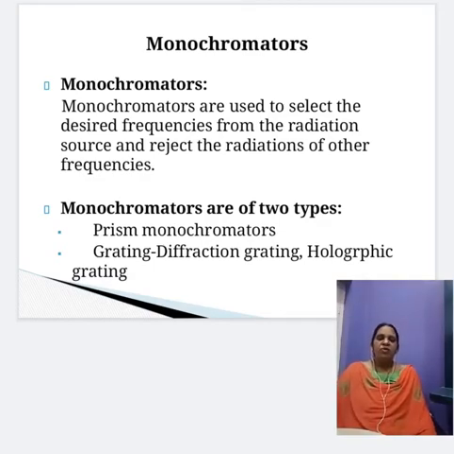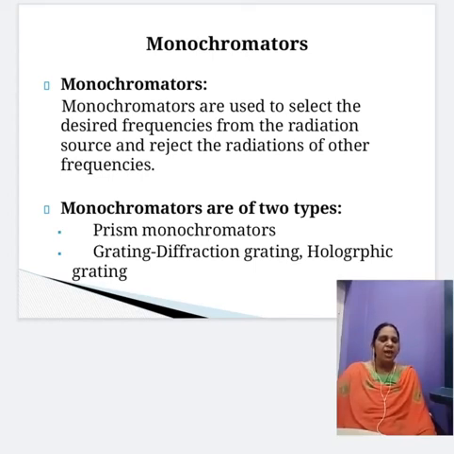Monochromators are classified into two types: the prism monochromator and the grating monochromator. What is a prism monochromator and what is a grating monochromator? We will discuss them in detail in the forthcoming classes.